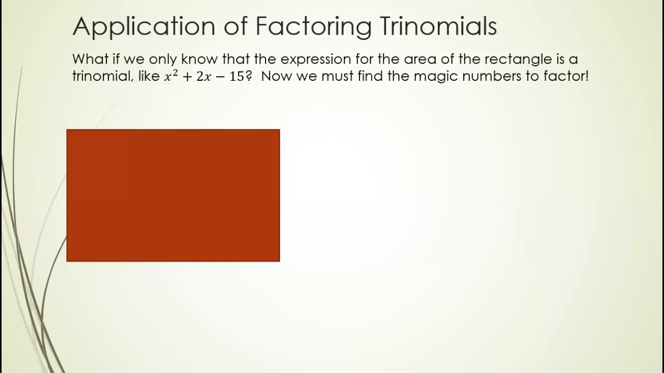Now, what if we only know that the expression for the area of the rectangle is a trinomial? We still need to factor. We still need to find the lengths of these sides. But now we have to find the magic numbers. So remember, we're identifying A, B, and C. So A is 1, B is 2, and C is -15.